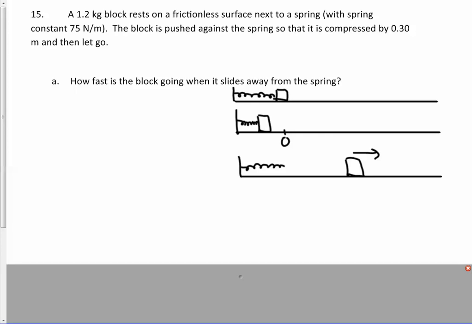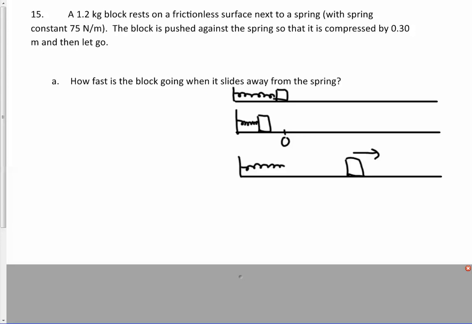Final problem, number 15. A 1.2 kilogram block rests on a frictionless surface next to a spring with spring constant 75 newtons per meter. The block is pushed against the spring so that it is compressed by 0.30 meters and then let go. How fast is the block going when it slides away from the spring?